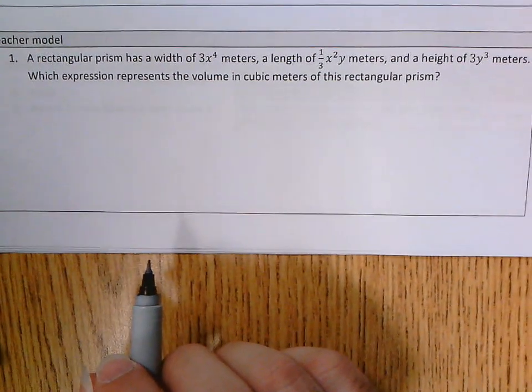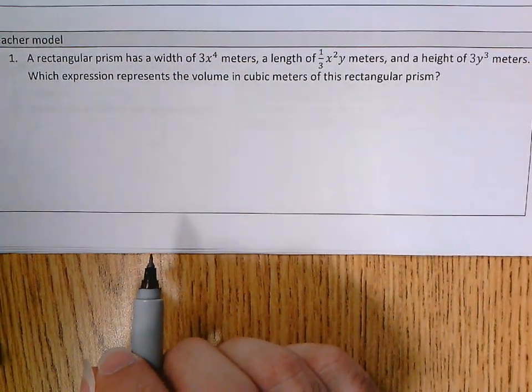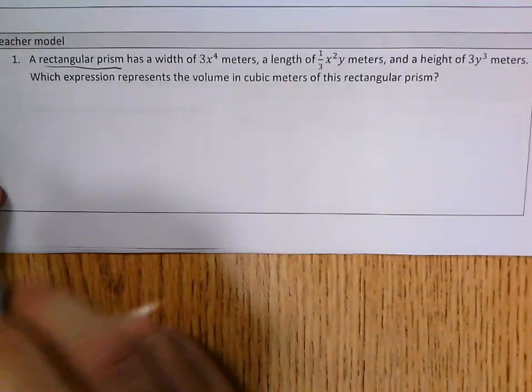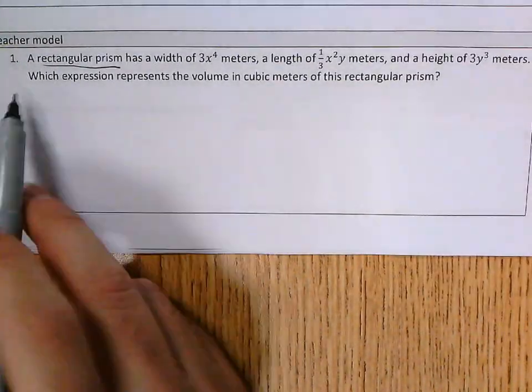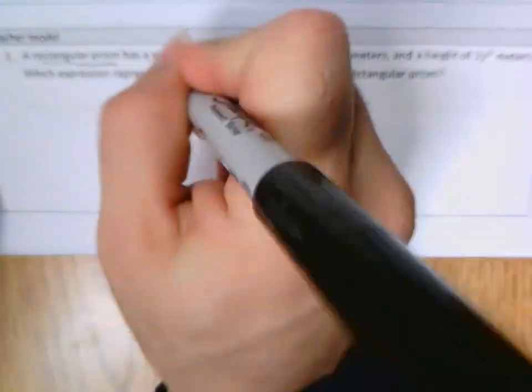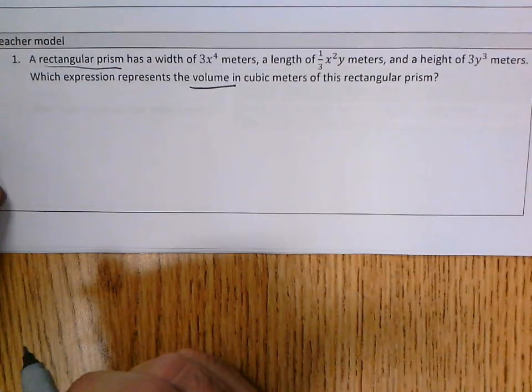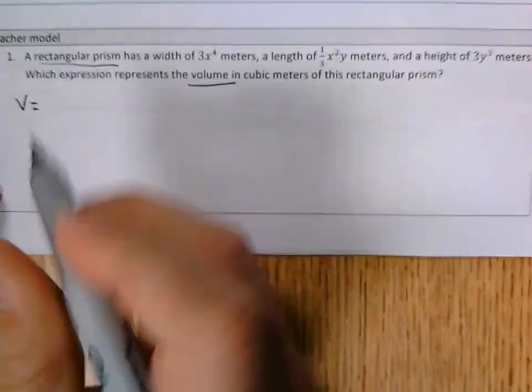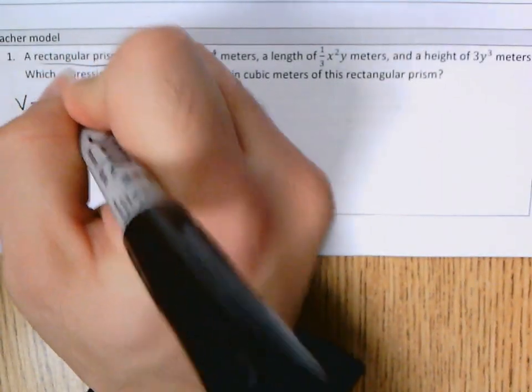Okay, so hopefully you read it. And in this particular problem, we're talking about a rectangular prism. And not just a rectangular prism, but at the end, if you read the question, it says that we're looking for the volume. By this time, you should know that the volume of a rectangular prism is found by multiplying the length times the width times the height.